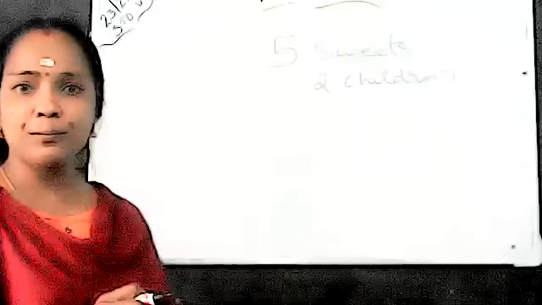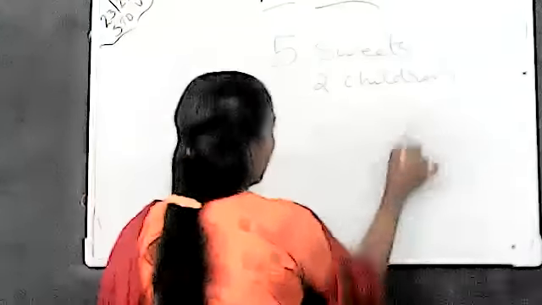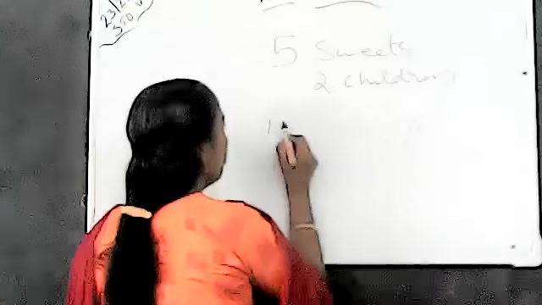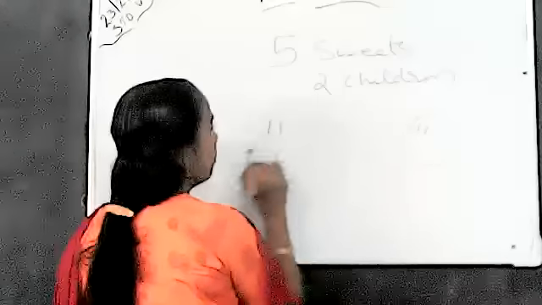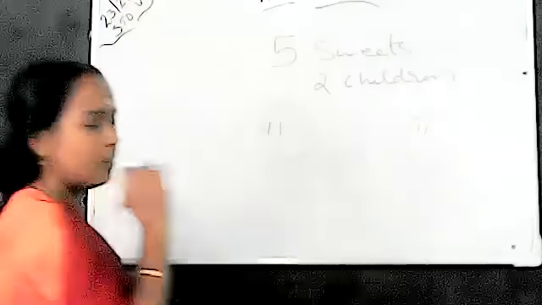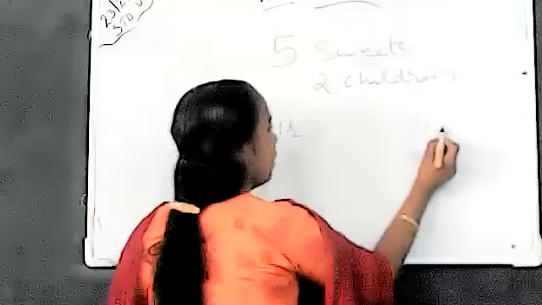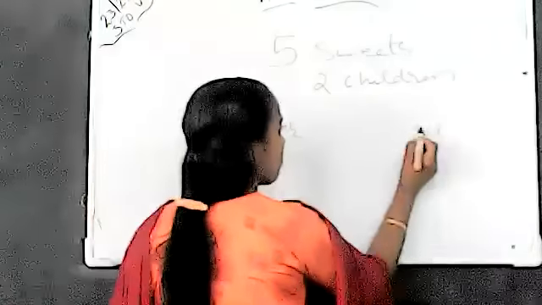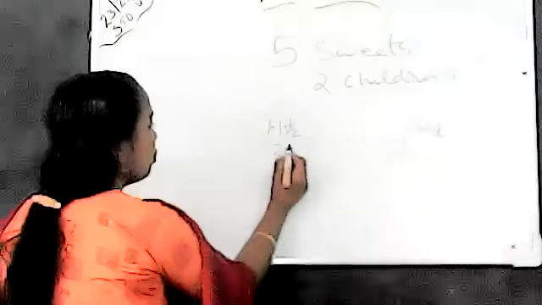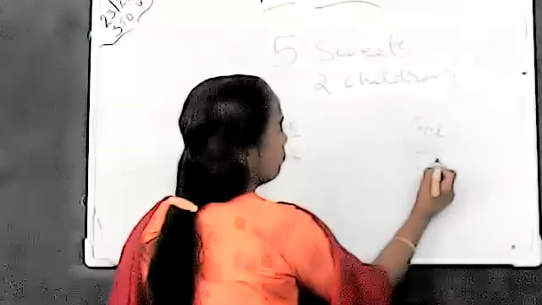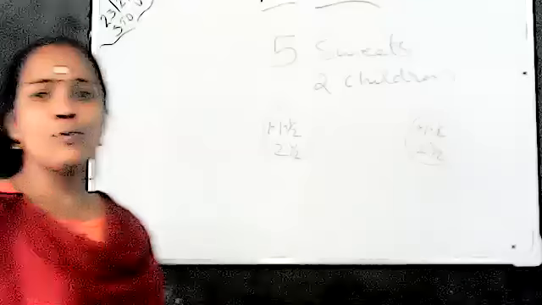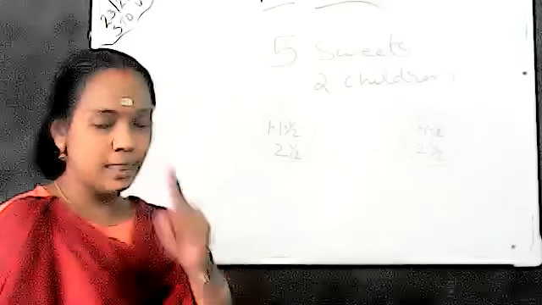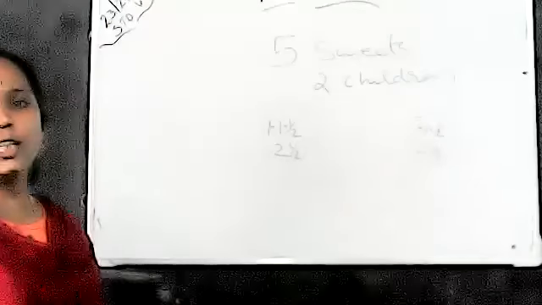What is the fraction? There are 2 children. To the first one I give 1 sweet. 1, 2, 3, 4. After that, how can I give? Half and half. How can we answer? What is the answer? 2 and a half and 2 and a half. Okay, 2 and a half. But check whether it is correct or not.